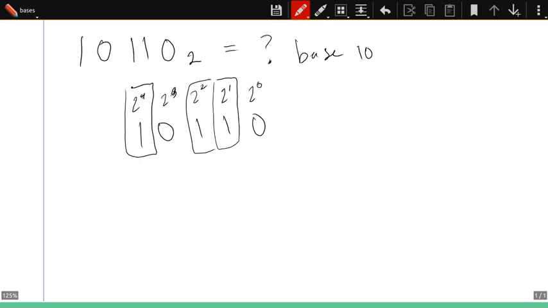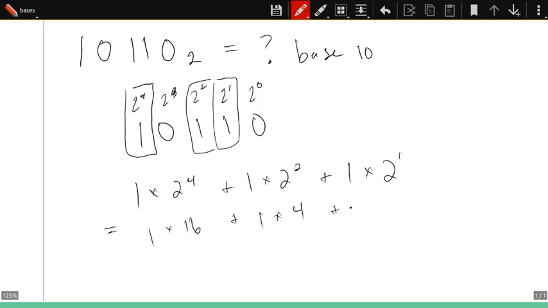So we have 1 times 2 to the 4th plus 1 times 2 squared plus 1 times 2 to the 1st. And that's the same as 1 times 16 plus 1 times 4 plus 1. And so that's 16 plus 4 plus 1, and that is 20. Oh, 1 times 2 to the 1 place, I got that wrong. You see that? That's 2, not 1. So 16 plus 4 plus 2, that gives us 22. And that's in base 10.